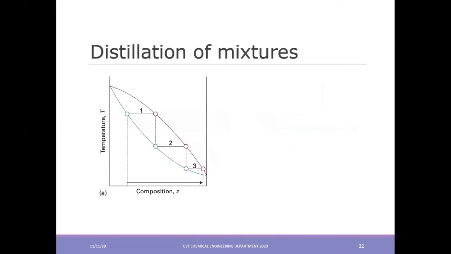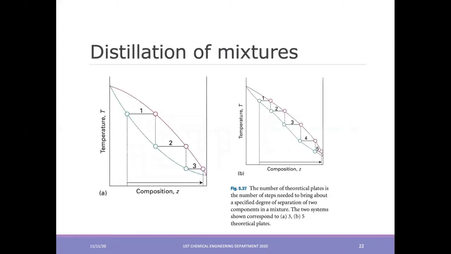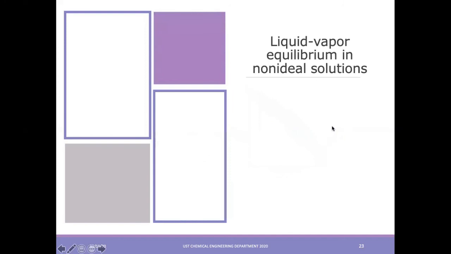So in these two figures, you will see that in order to achieve a maximum separation, we need to determine the number of theoretical plates or the steps needed to bring about a specified degree of separation of two components in the mixture. In the figure on the left, we have the number of theoretical plates equal to 3, and in the figure on the right, we have 5. Okay. Now, what about non-ideal solutions?